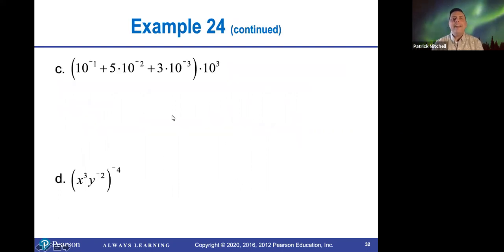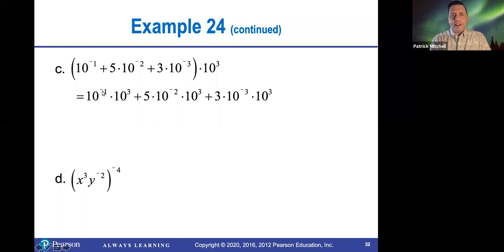All right, next we have the product of 10 to the negative 1 plus 5 times 10 to the negative 2, plus 3 times 10 to the negative 3. The product of that with 10 to the 3rd, all right? I had an interesting thought when I first saw this problem, and I'll try to remember to share that with you at the end. All right, so what we're going to do is we're just going to distribute this 10 to the 3rd over this sum.